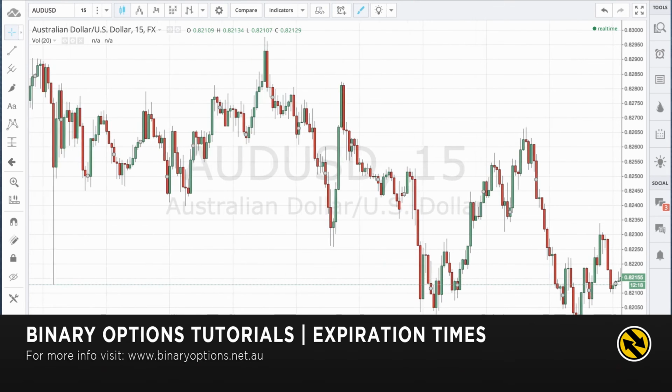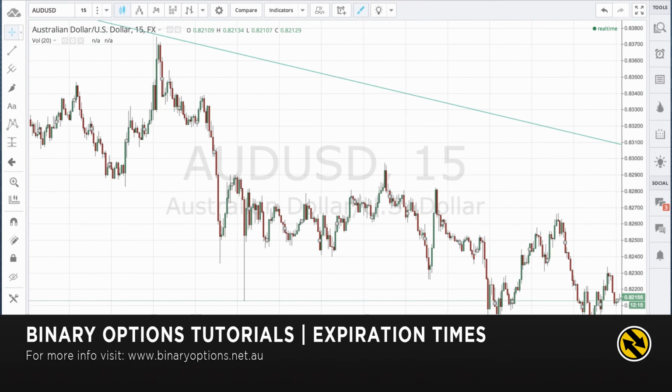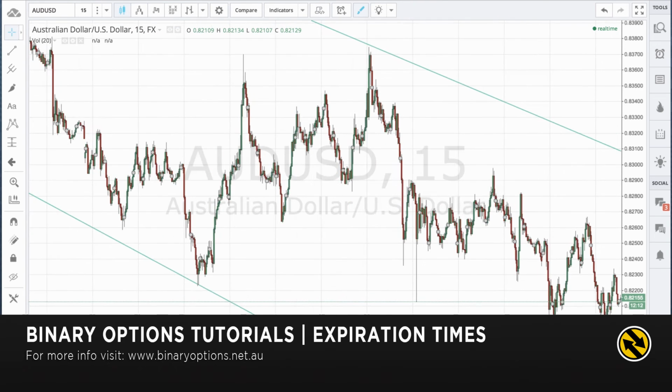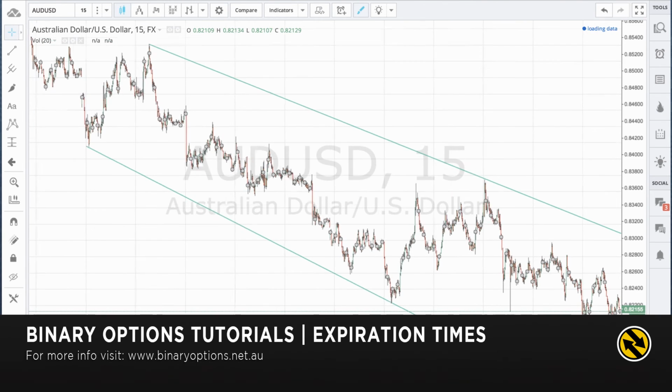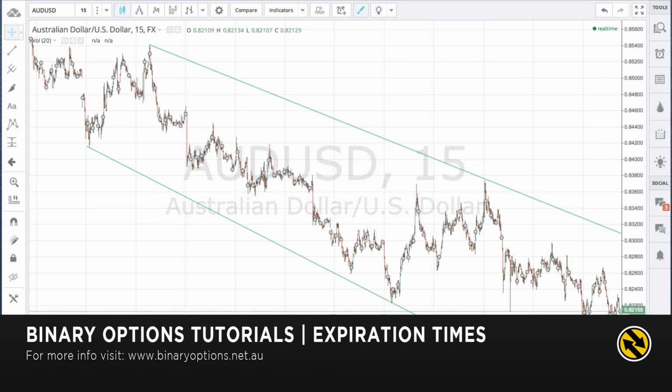So if we were to slowly zoom out, we can start to get a clearer picture of which way this particular forex pair is actually moving. And as you can see here, the Australian dollar against the US dollar is in a downwards trend. So this can definitely help in your trading strategy on how you wish to trade potentially 15-minute expiries or higher.